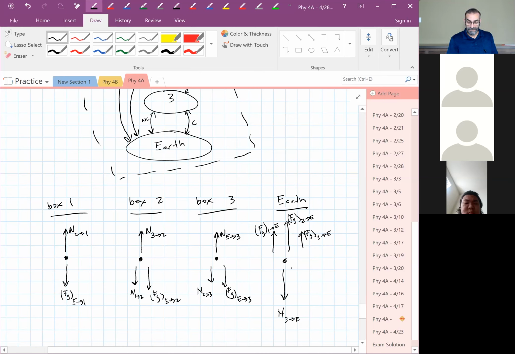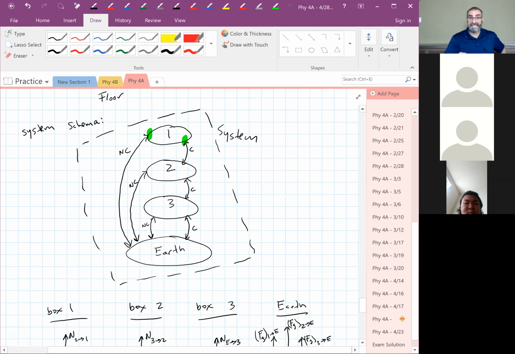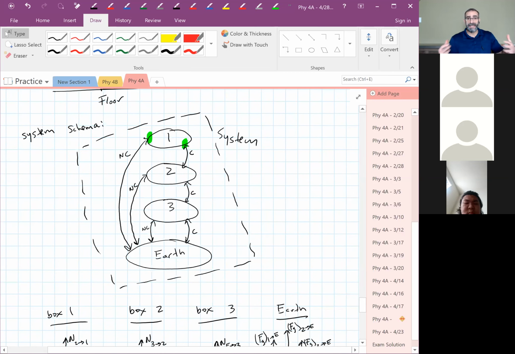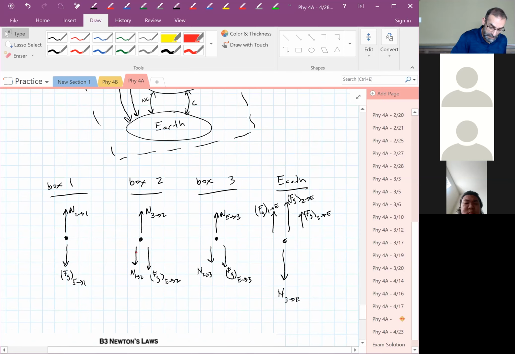Now, the reason I like this for doing free body diagrams, let's take a look at the Newton's pairs. So the system schema is already telling me where all the interactions are. So let's see, let's start with red here. So this is going to give me a Newton's pair between block 1 and block 2. There's a contact force between block 1 and block 2. So 1 pushing on 2 and 2 pushing on 1, that's a Newton's pair.